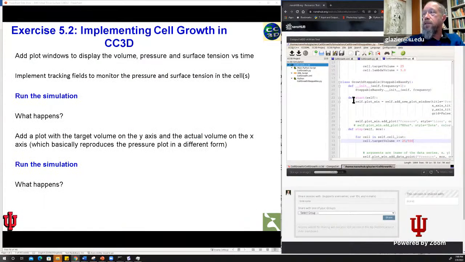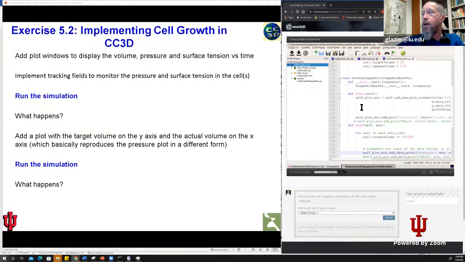And then adding the plot window and the plot of the pressure. So the thing that was pointed out by Connor is that you need to create a start function to put the plot window creation in. And to do that, you type def start(self): That's all you need. And I agree that either growth steppable should have a start function by default inside of it, or we need to document better that you need to do that. Thank you for catching that. Okay.